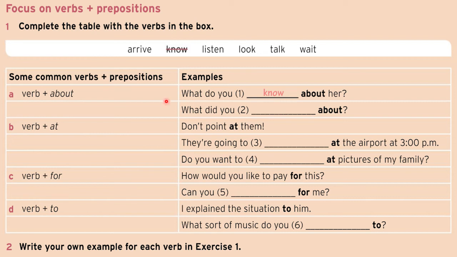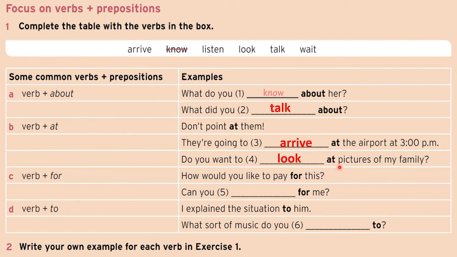All right. So first we have, what do you know about? Then, which verb did you write? It is talk. When you talk about something, it is because you talk about a specific topic. Let's talk about the class. Let's talk about the situation in Mexico. Then when you say a verb plus at, you can say, for example, point at them, or they're going to arrive at the airport at 3 p.m. Arrive at, okay?